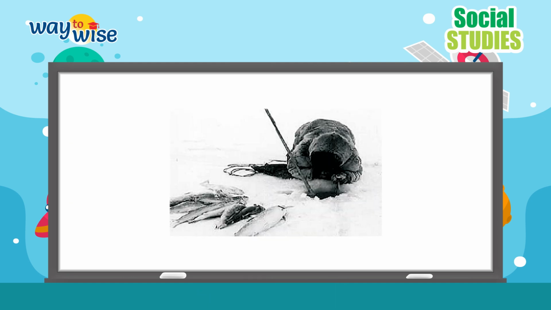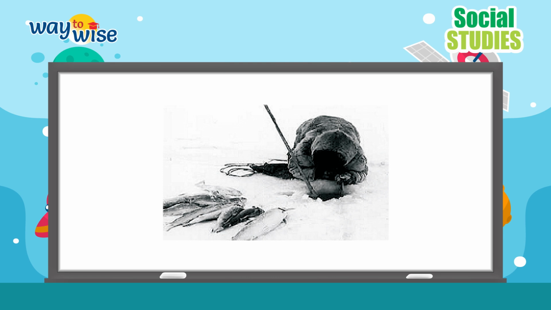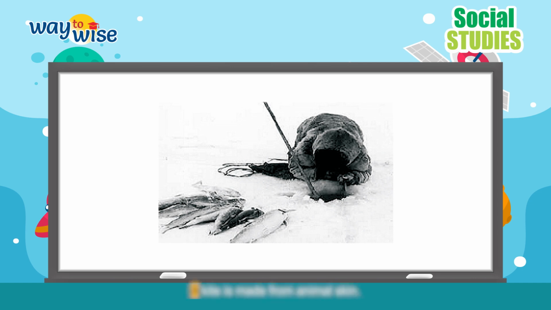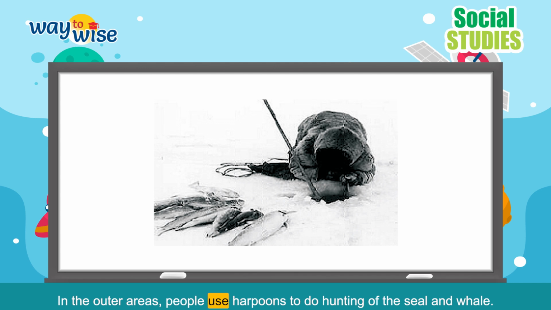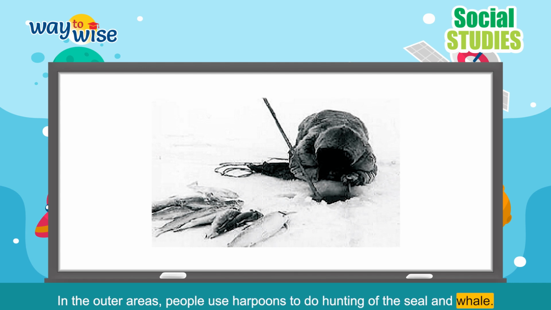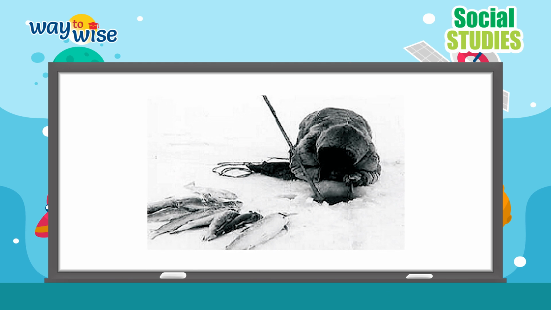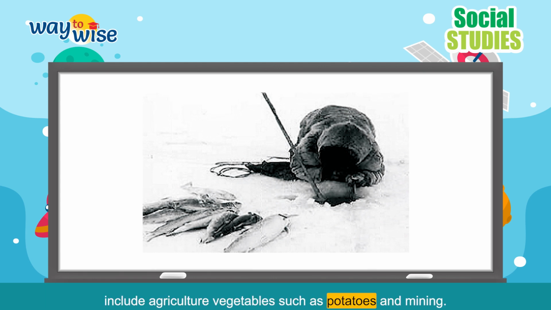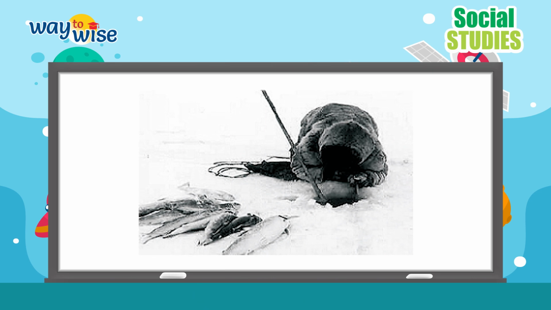Occupation and industries. Fishing is the dominating occupation and accounts for 95% of total export. Many people build and use their own boat called kayak to do fishing. A kayak is made from animal skin. In the outer areas, people use harpoons to hunt seal and whale. A larger boat called umiak is used for hunting whales. Other important industries include agriculture, vegetables such as potatoes, and mining. Tourism is emerging as an important industry.